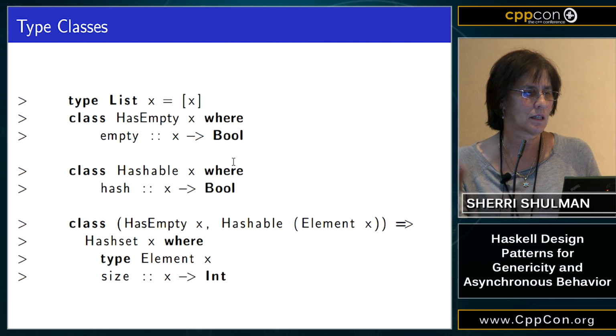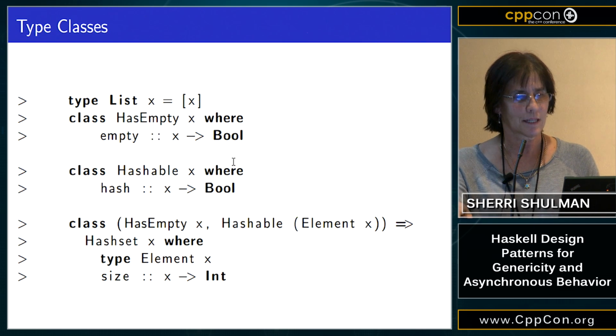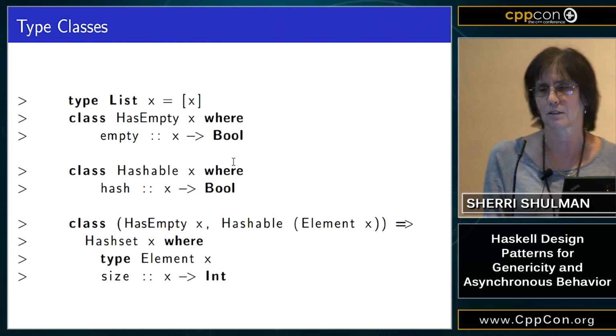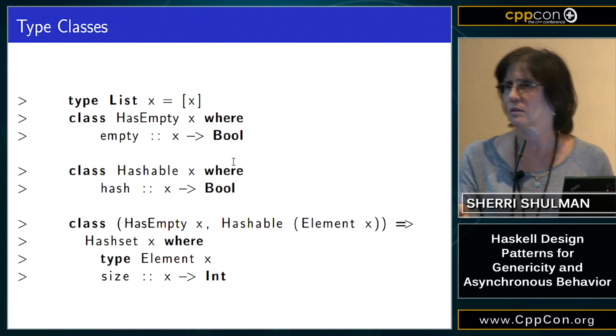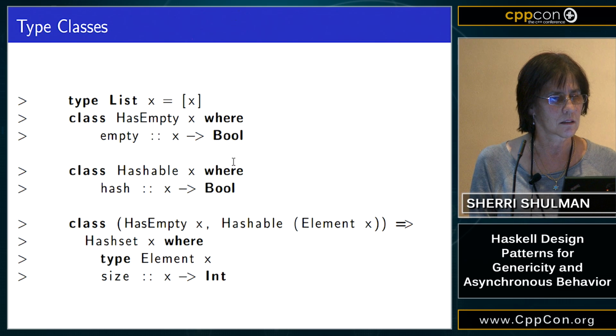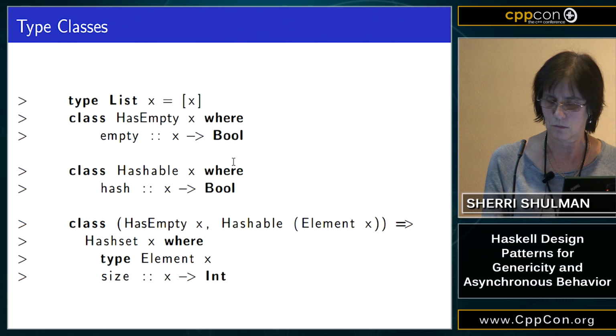So we can say that we're going to introduce a type synonym called List of x. LIST is a new name that we're giving this type, and in fact, it's just a list of x. X is a type variable, so a list can hold elements of any type. We're going to introduce a class. Something that has empty means it has the function empty.